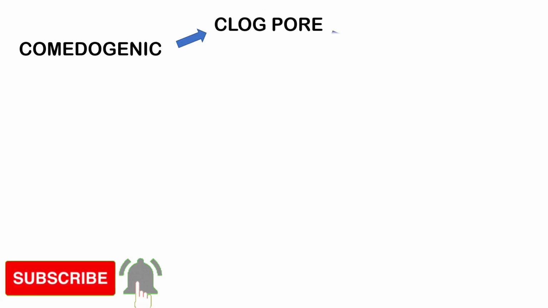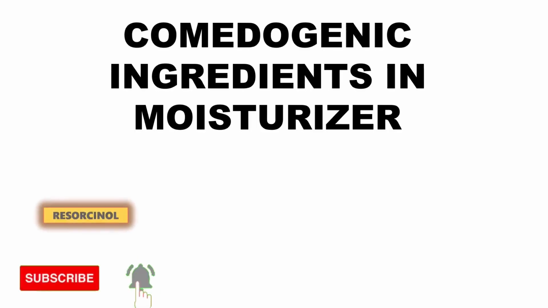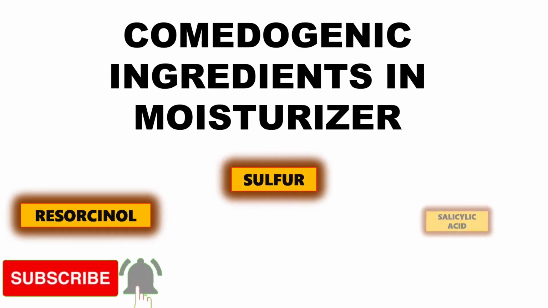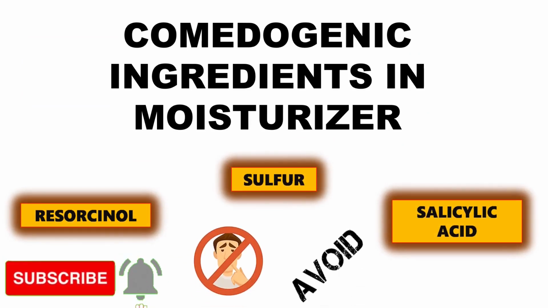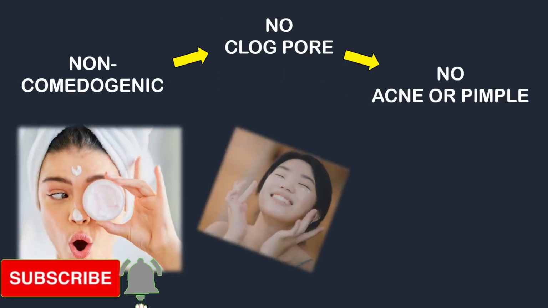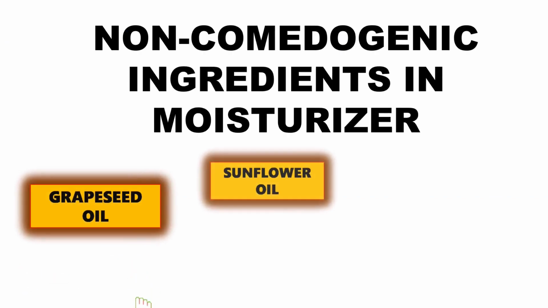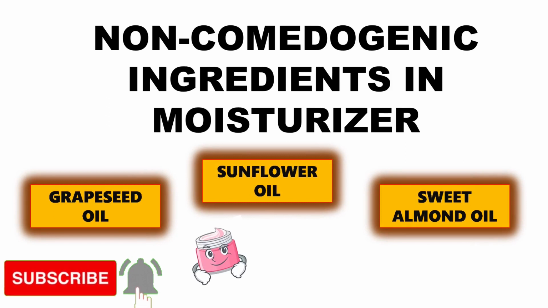If the ingredient is comedogenic, that means it has the ability to clog or fill up your pores, which therefore leads to acne on your face. Some of the comedogenic ingredients are resorcinol, sulfur, salicylic acid, etc. So you need to avoid this kind of ingredient. Non-comedogenic ingredients are very less likely to clog your pores and keep dry skin or oily skin acne-free or pimple-free. You can look for ingredients like grapeseed oil, sunflower oil, sweet almond oil, or any such essential oils.